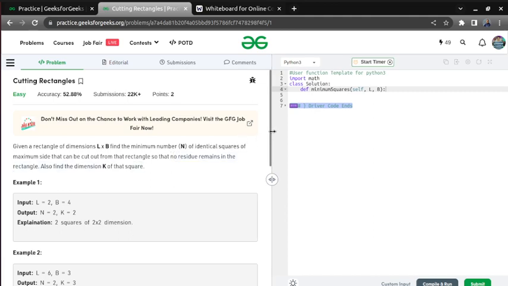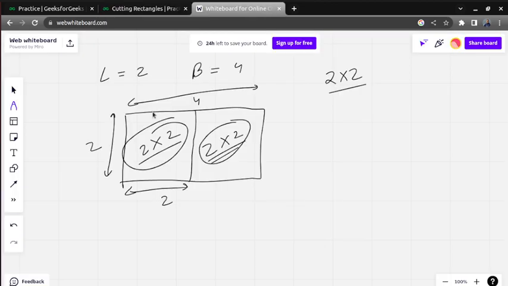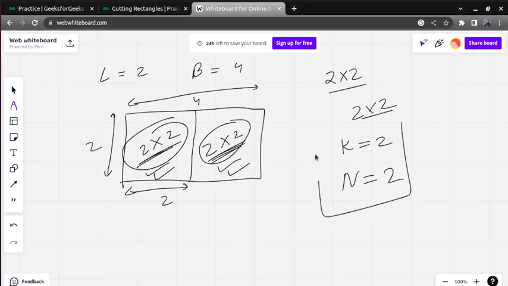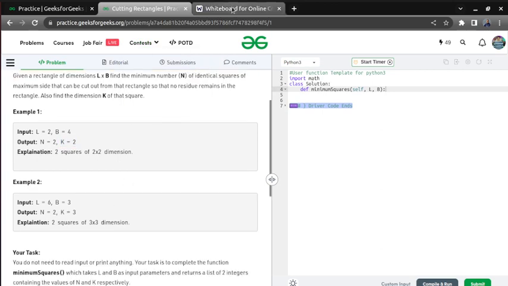So what we need to do is find how many squares are possible and what is the dimension of the square. In this case 2 into 2 and 2 into 2, so the dimension is 2 into 2, so the k value is going to be 2, and the number of squares that are possible in this case is again 2. So we need to return 2 and 2. Let us see the next example, 6 into 3.